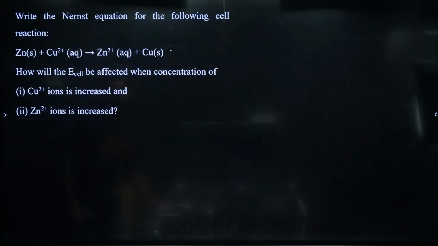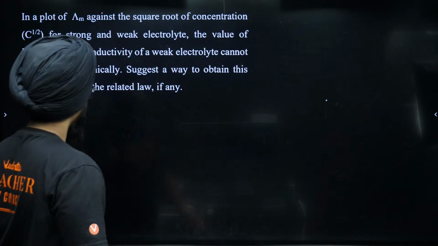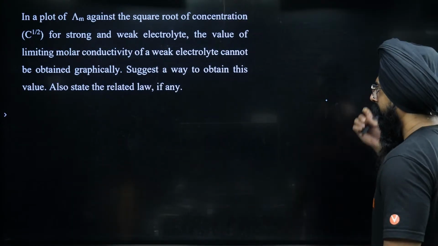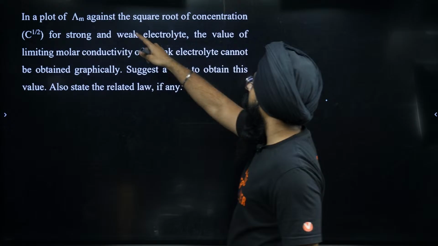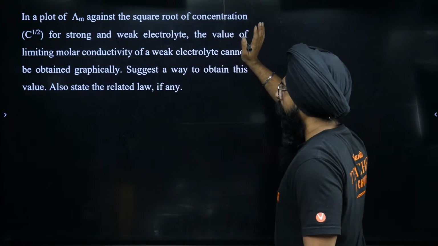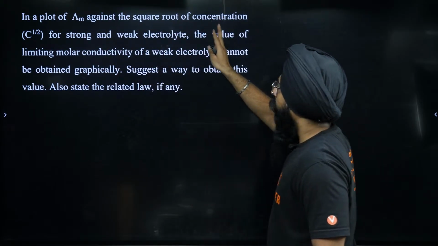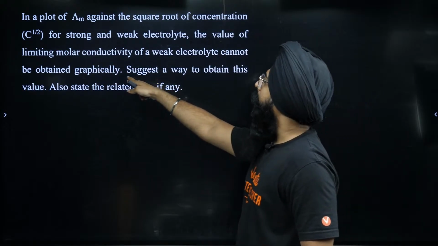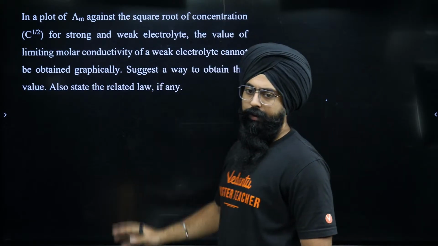Now, there is a certain variation that we follow. We'll look at this graph and then go back to that original question where we started from. In a plot of lambda molar against the square root of concentration, for strong and weak electrolyte, the limiting molar conductivity of weak electrolyte cannot be obtained graphically. Suggest a way to obtain this value.